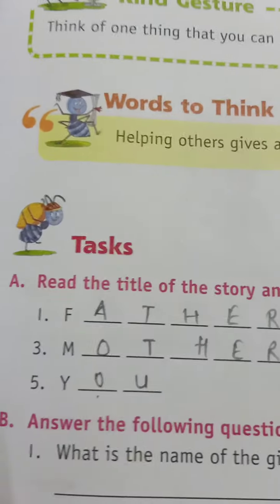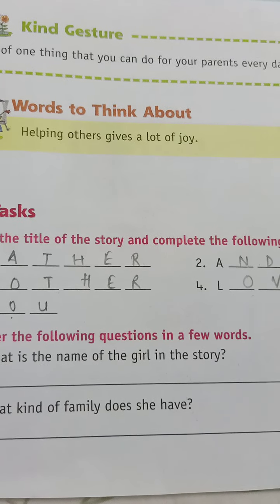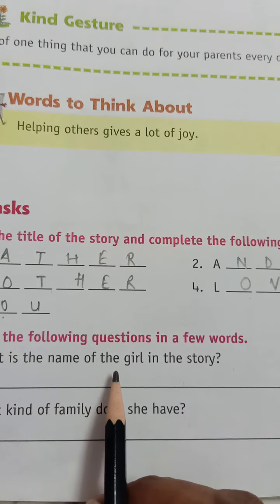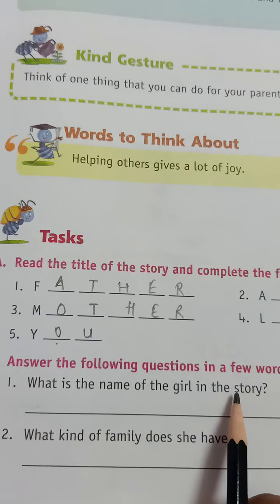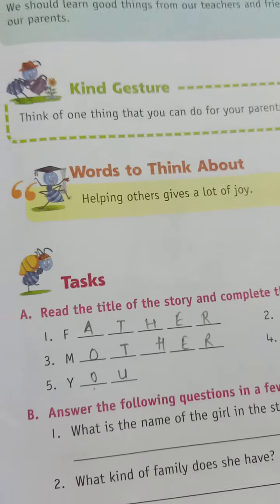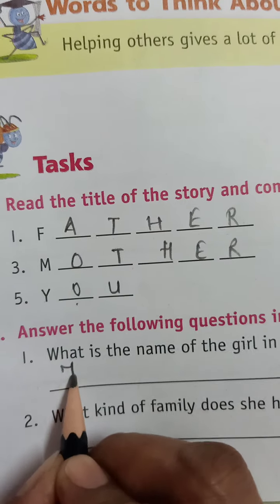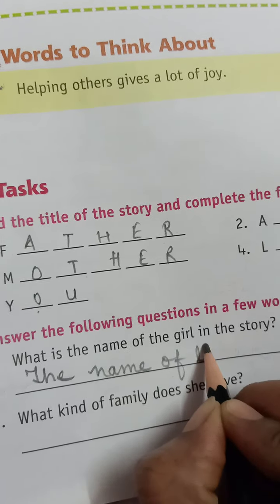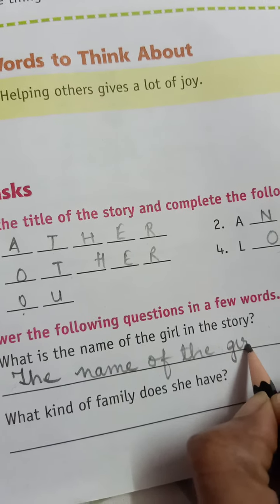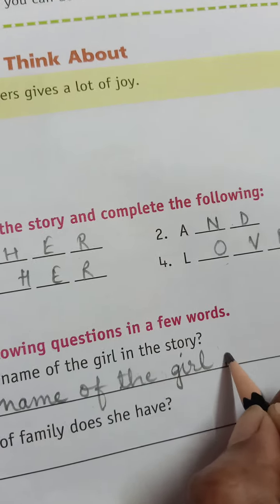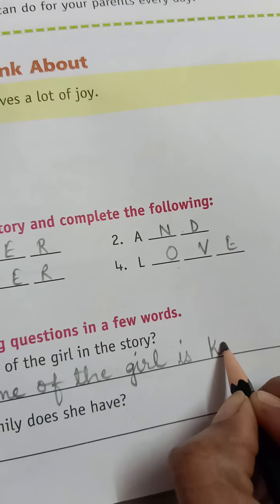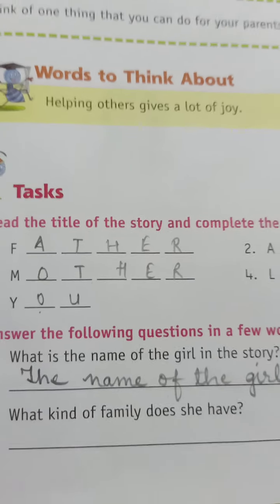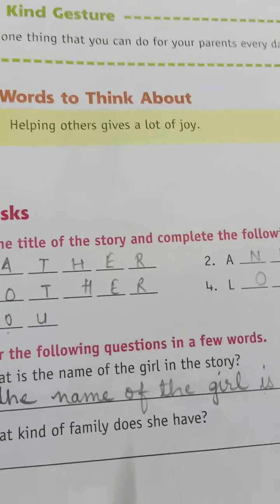Now in the same way, B part, children, answer the following questions in a few words. What is the name of the girl in the story? So children, we will write the answer. The name of the girl is Kriti. Full stop. Now we will read. The name of the girl is Kriti.